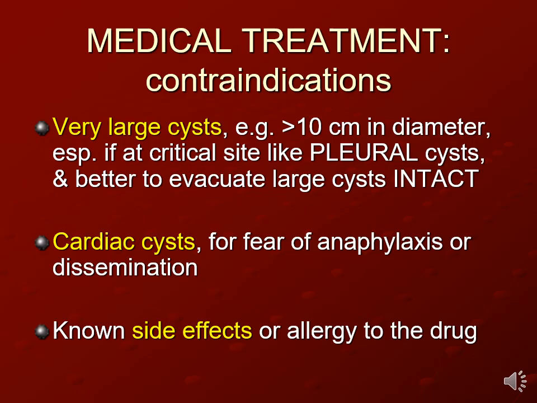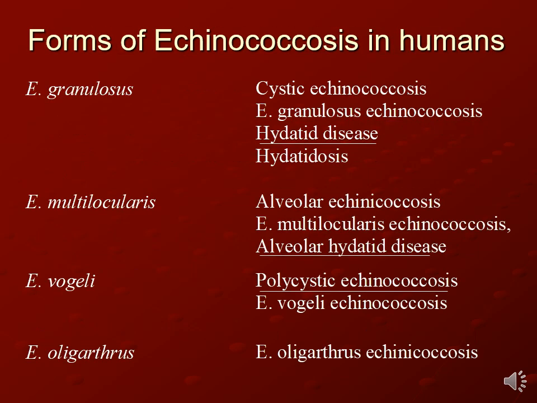Now, medical treatment contraindications are like in very large cysts, more than 10 centimeters in diameter. What will happen eventually to the cyst? Nobody knows, but the body cannot take care of it altogether. So very large cysts are better operated and removed. Cardiac cysts also should not be treated medically for fear of rupture and dissemination. They would better be removed by surgery, and known side effect to the drug also.